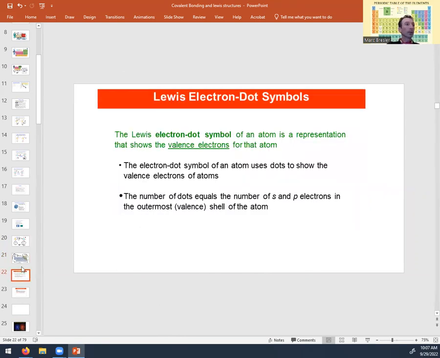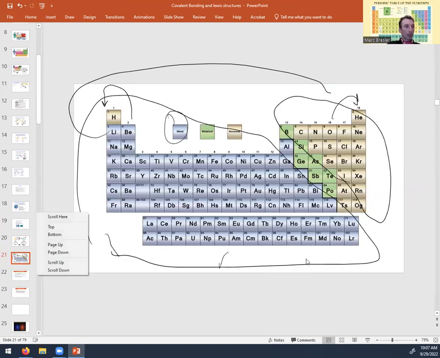So what happens with covalent bonding, non-metal, non-metal? So that's where Lewis dot structures come in. So maybe I'll stop this video and then we'll keep going so you can kind of watch this in 2 parts.